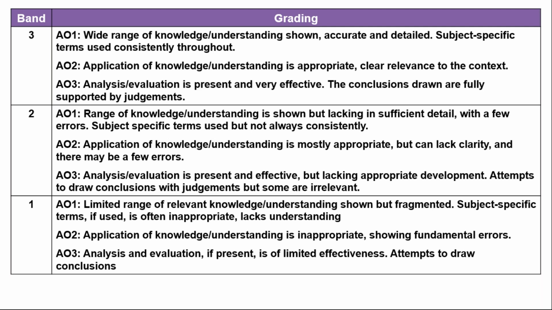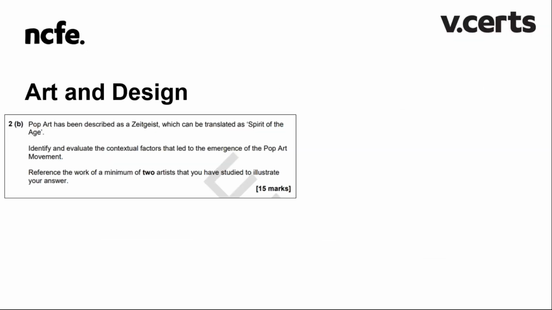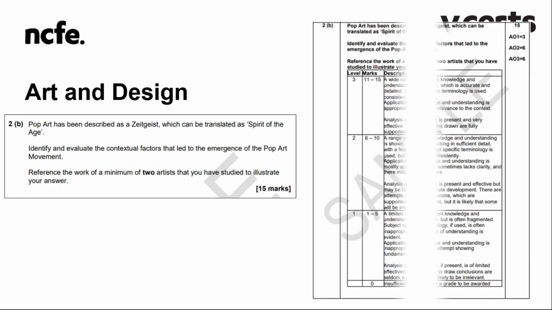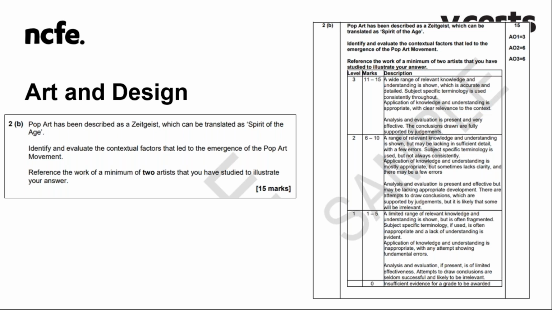So let's look at this with an art and design example. It has to do with contextual factors that led to the pop art movement. And in this case, this question is worth 15 marks. So the banding for this mark scheme has a level 1 answer being a maximum of 5 marks, level 2, 6 to 10, and a level 3 answer, 11 to 15. And again, we have some generic statements there on the mark scheme, which can be difficult if you're trying to judge it purely by the generic statements.